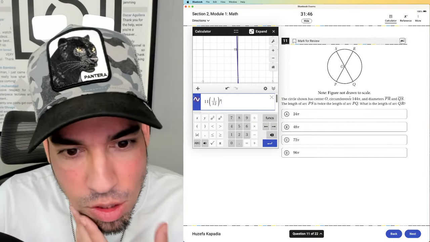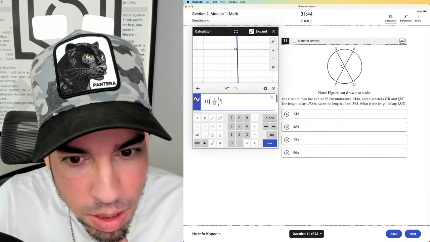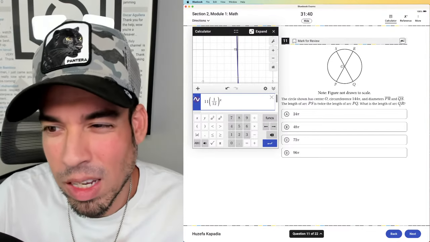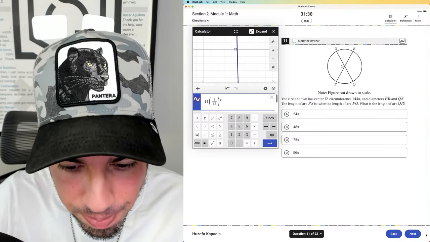The circle has a circumference of blah, blah, blah. No real Desmos hack here. Got to know the formula.